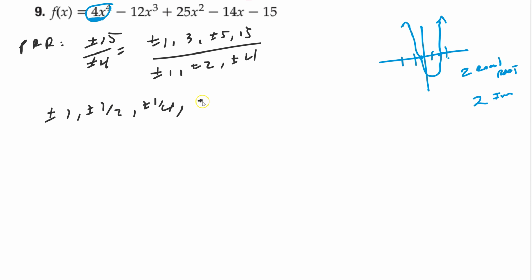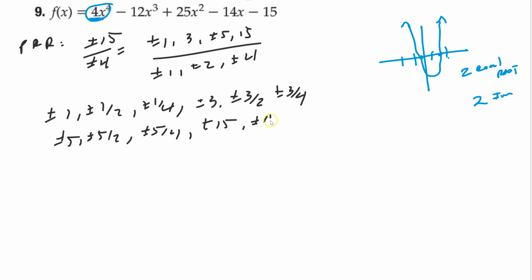3 over 1, 3 over 2, 3 over 4, 5 over 1, there's a lot of them. 5 over 2 I don't have already. 5 over 4 I don't have either. Oh, there's a lot. And then 15 over 1, 15 over 2 I don't have either. And 15 over 4. Whew. Right, so those are the possible ones.